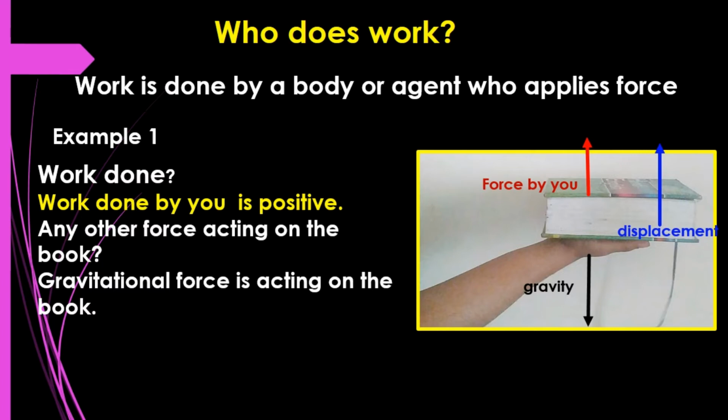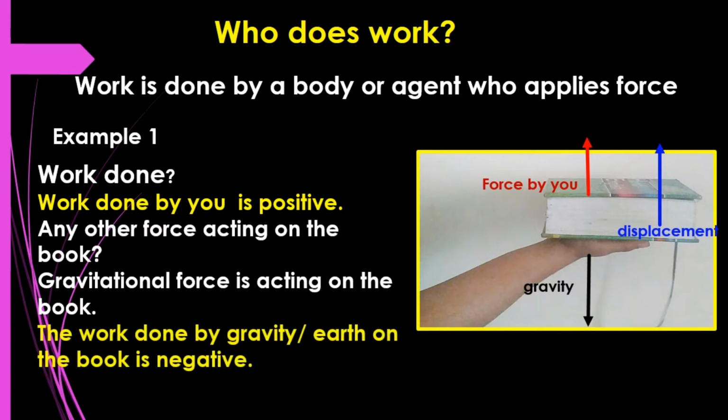And you can see that the gravitational force is applied downwards and the displacement is upwards. That is, the angle between the displacement and the force is 180 degrees. So we can say that the work done by gravity or Earth on the book is negative in this case. The work done by you is positive and the work done by the Earth is negative.